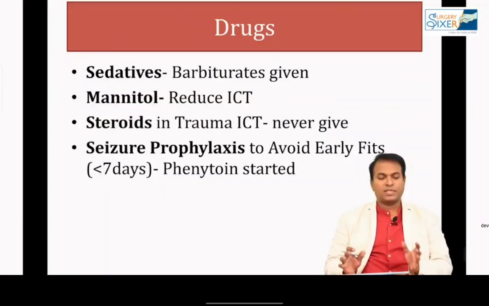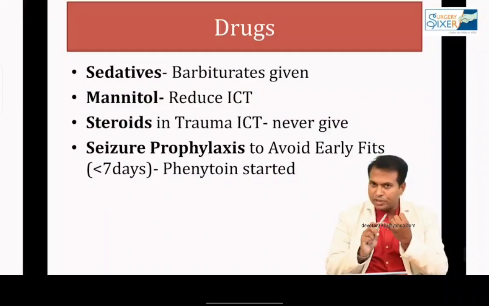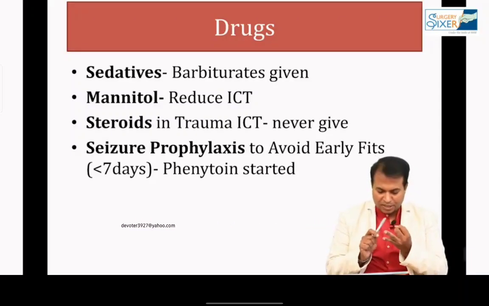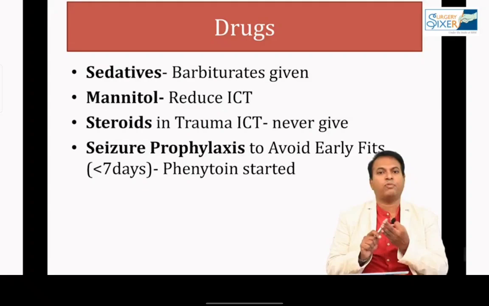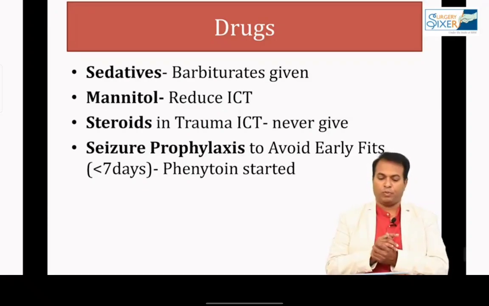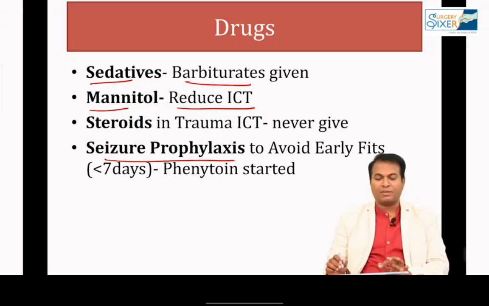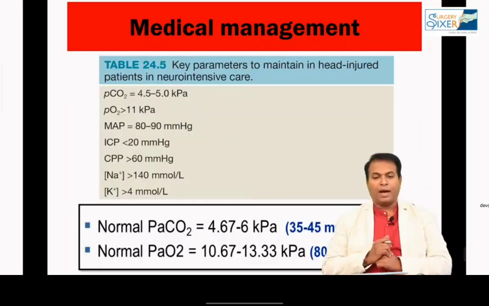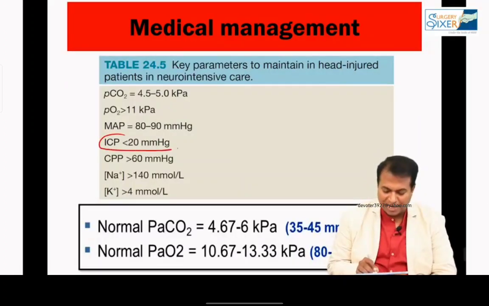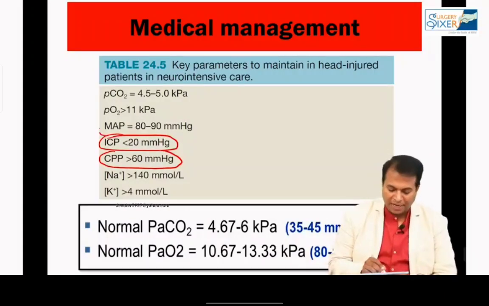So what are the things to be done? What are the drugs to be avoided in head injury? Steroids should not be given. Lumbar puncture should not be done. And you should not give diazepam for sedation. These must be avoided in head injury. We will give sedatives with barbiturates. Mannitol is the ideal fluid to reduce intracranial pressure, and seizure prophylaxis is given with sodium valproate or phenytoin. And the ICU values: intracranial pressure should be less than 20, cerebral perfusion pressure should be more than 60, and mean arterial pressure should be 80 to 90.